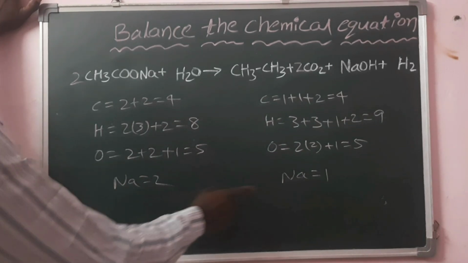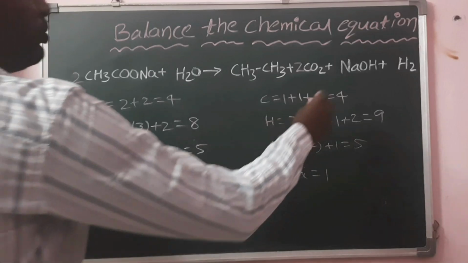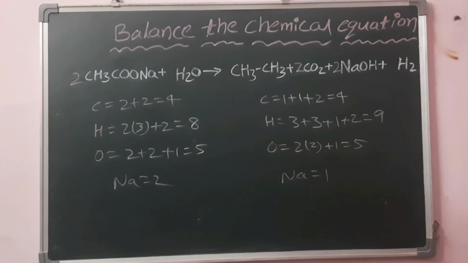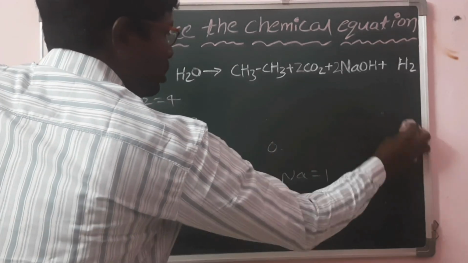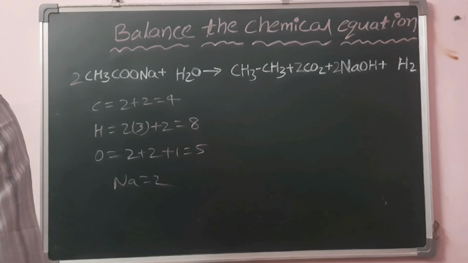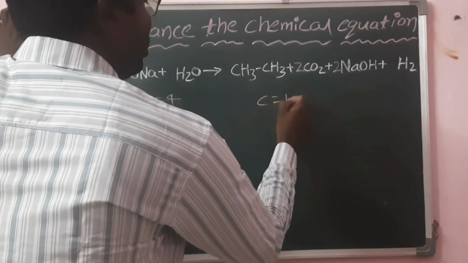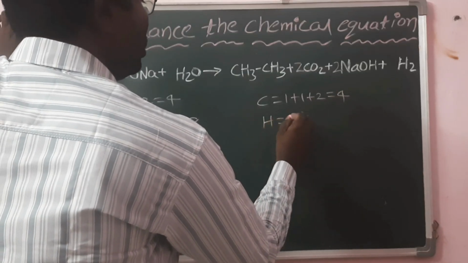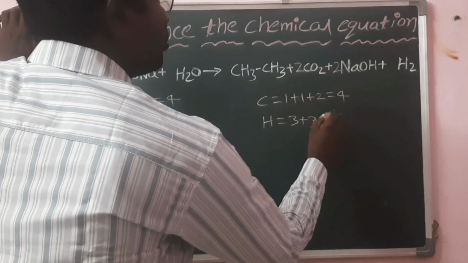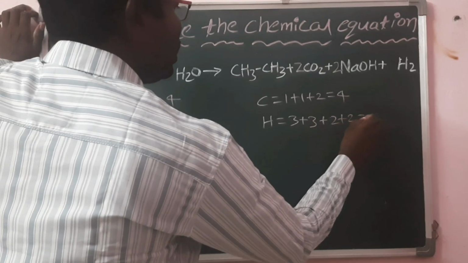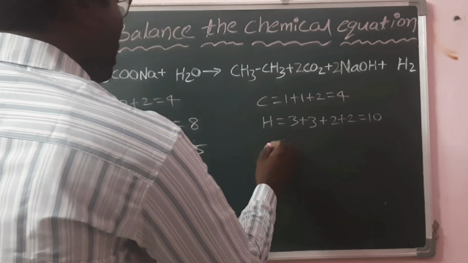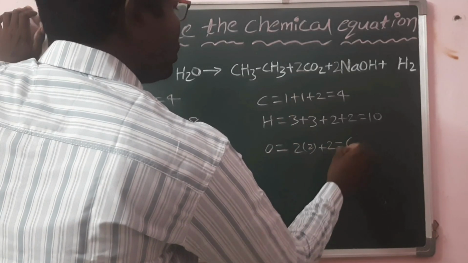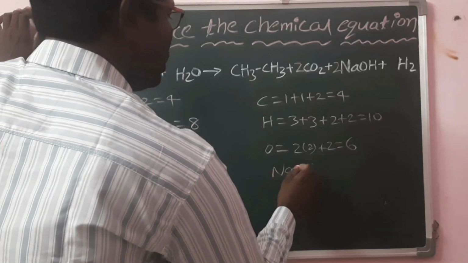Now we can balance the sodium atoms. To do this, we need to put a coefficient of 2 in front of NaOH. So the number of atoms are changed on the right side. Now on the right side, the number of carbon atoms is 1 plus 1 plus 2, that equals 4. The number of hydrogen atoms is 3 plus 3 plus 2 plus 2, that equals 10. The number of oxygen atoms is 2 into 2 plus 2, that equals 6. The number of sodium atoms is 2.